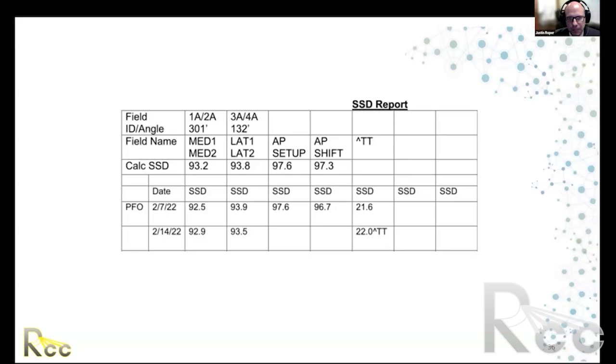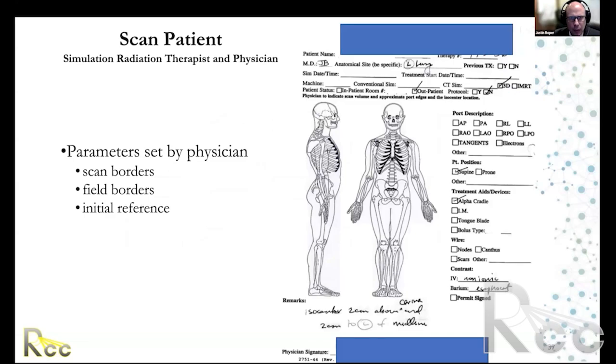Next slide, please. Here is an example of a simulation report. This type of form can be used by the physician to indicate how they want to position and immobilize the patient for treatment. And this type of form can also be shared with the treating therapist in conjunction with setup photos, in conjunction with other notes for positioning at the machine.